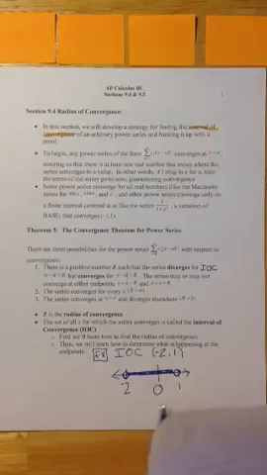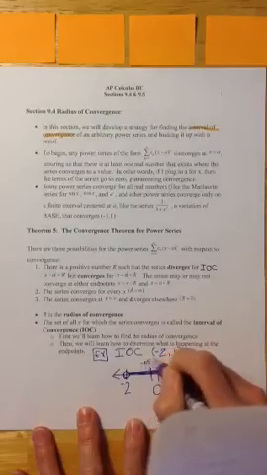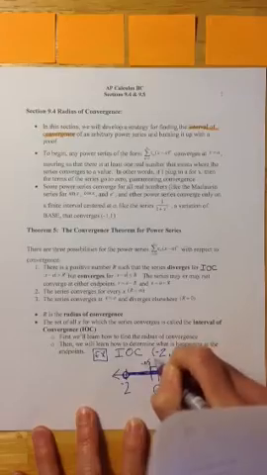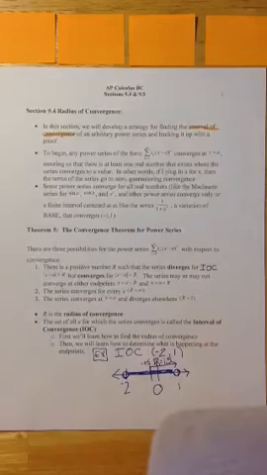Now to find the radius of convergence, I know that if I measured, this is 3 units long. So I go halfway. Halfway would be at minus 0.5. And I draw my radius from there to one of the endpoints. And then I measure. That is 1.5 units long.